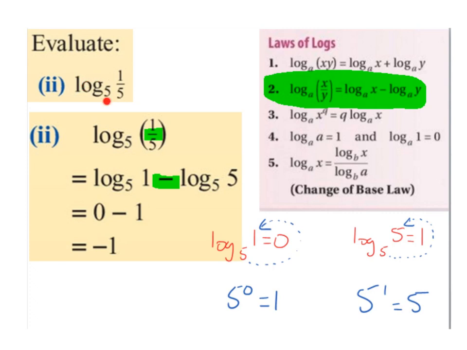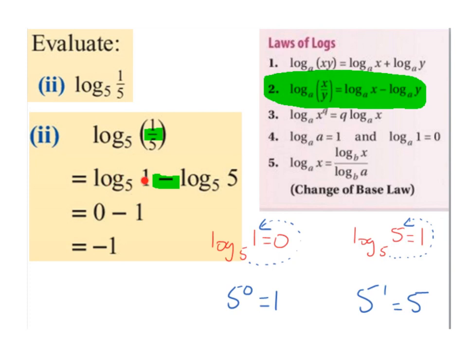Evaluate log base 5 of a fifth. So now we're going to use the second law of logs, which states that divide becomes minus, but we're going to use it in reverse. So we have log base 5 of 1 minus log base 5 of 5. The divide becomes minus, and the numerator must come first, and the denominator must come second. So log base 5 of 1 is 0. Then we bring down the minus, and log base 5 of 5 is 1. And 0 minus 1 is minus 1.